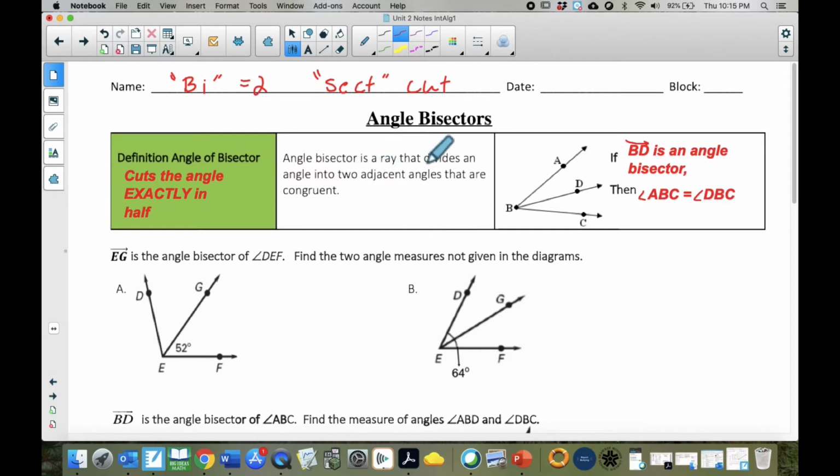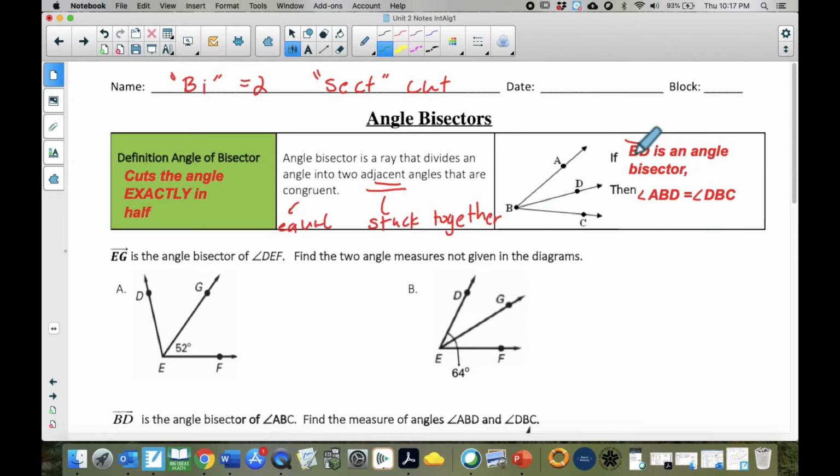So an angle bisector is a ray that divides an angle into two adjacent angles that are congruent. Adjacent means stuck together. If you ever heard that word adjacent, it means stuck together. And those are congruent. And remember, congruent means equal. Okay, let's look at our example. And I had a typo up there a minute ago. So if you already copied some things down, you might want to double check so you don't have the typo.